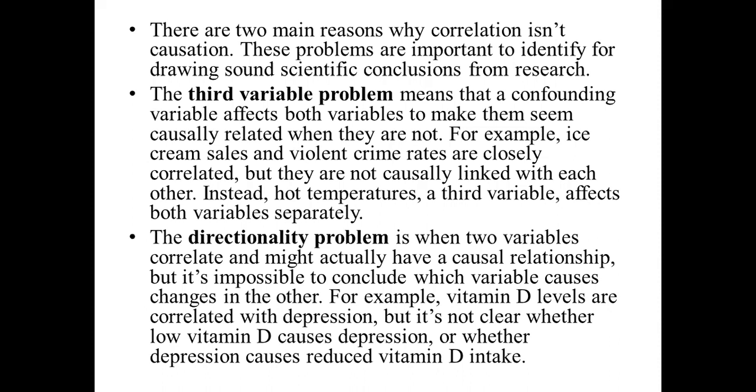Okay, they are closely related, correlated. Correlated means that in summer, ice cream sales increase and violent crime rates also increase. So it doesn't mean that increasing ice cream sales is increasing violent crime rates. No, here the third variable, hot temperature, is affecting both of the attributes.